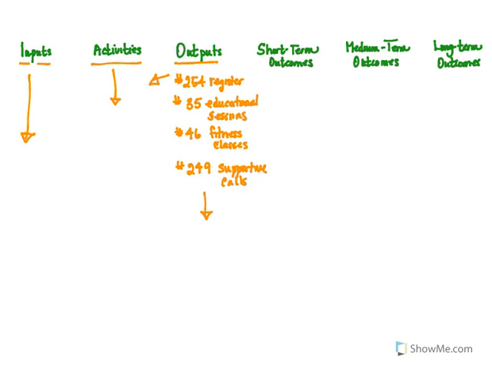Now that's sort of the easy part, but then we want to also in these outputs dig down a bit deeper. So I might have had 254 register, but I also might want to look at, and should look at, of those who registered, how many people actually showed up. So I might have 94% completed at least one session. I would probably break down from there how many completed all sessions. So maybe I have 59% completed all sessions.